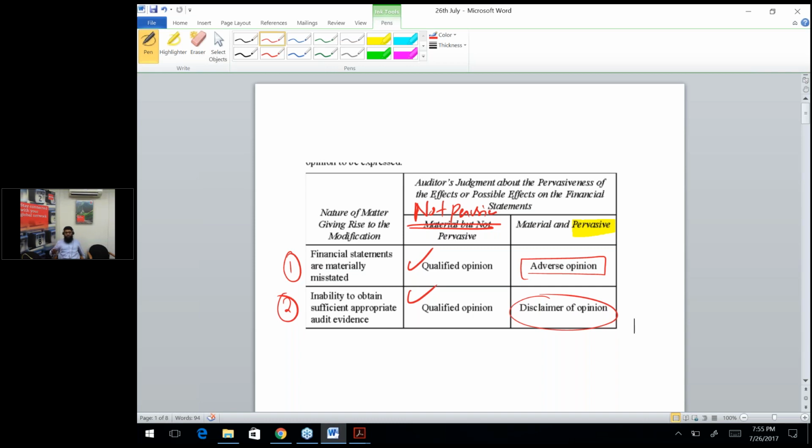So you need to understand these two things: is the matter pervasive or non-pervasive? If the matter is not pervasive, then it's going to be a qualified opinion no matter what. But if the matter is pervasive, then you need to see the reason. Is it material misstatement? Then it's adverse. If it's not a material misstatement but an inability to obtain evidence, then it's a disclaimer of opinion. You should be able to detect this in the given scenario. That's important. Now, what next?